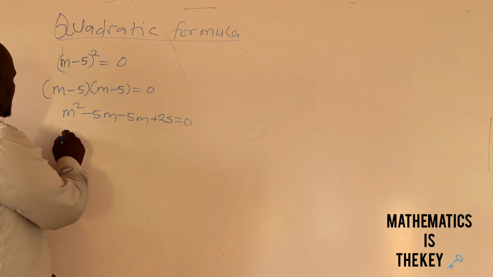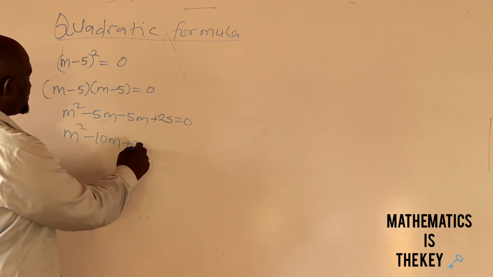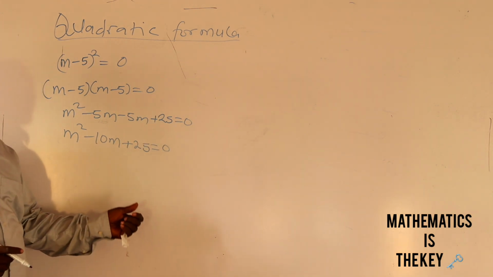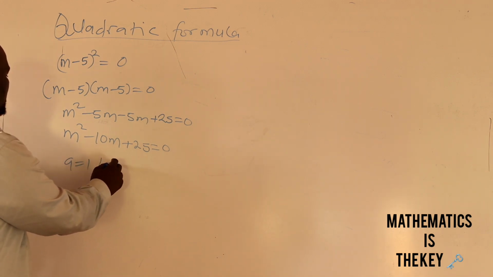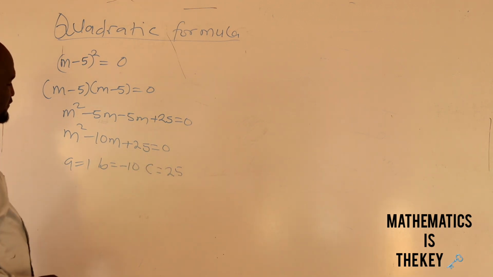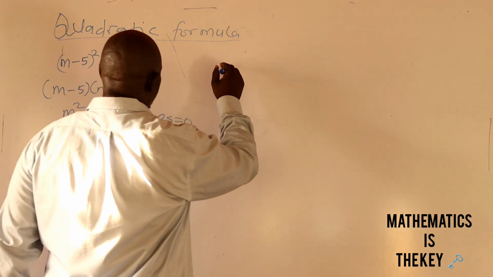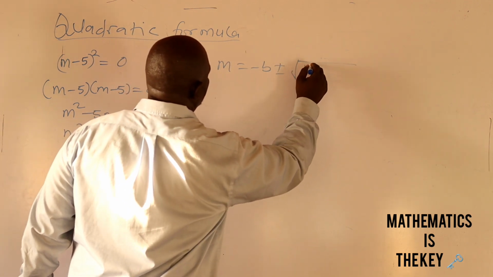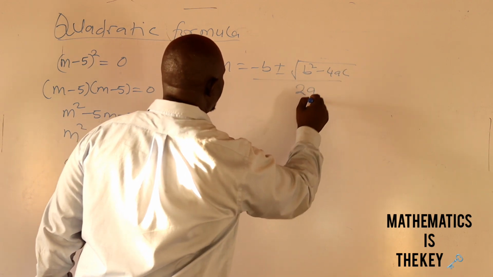So simplify this. Minus 5m minus 5m is minus 10m. Then we have plus 25 is equal to 0. Comparing this with a general quadratic form, we have a is equal to 1, b is equal to minus 10, and c is equal to 25. Substituting them into the formula, which is given as m is equal to minus b plus or minus square root of b squared minus 4ac all over 2a.